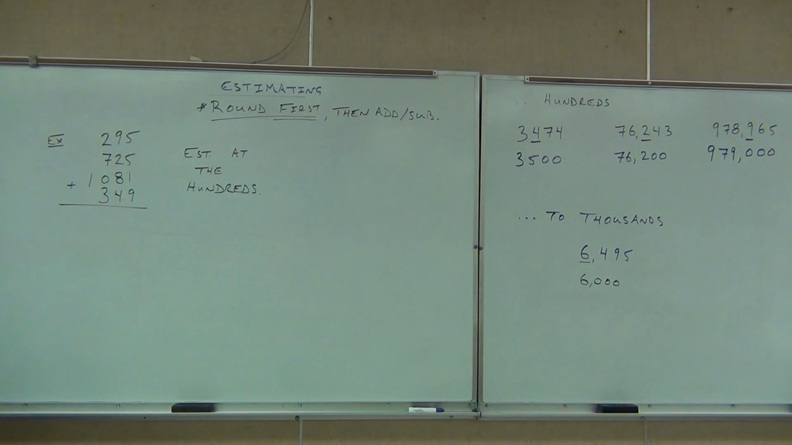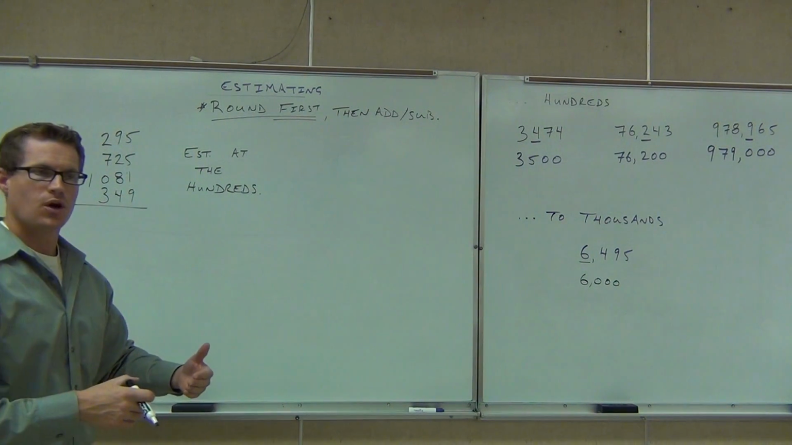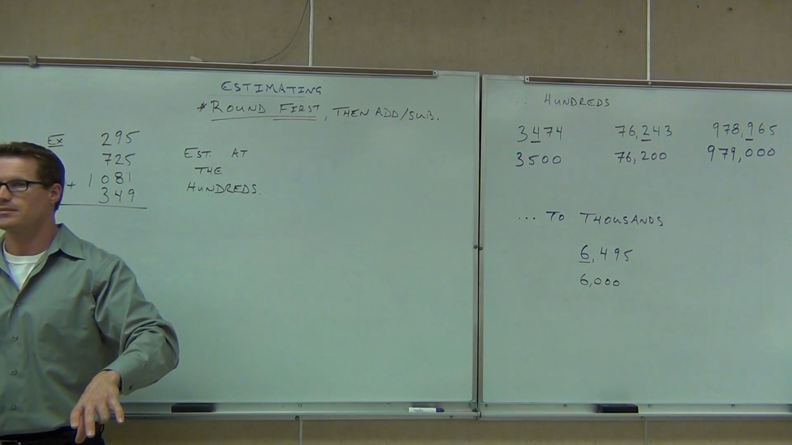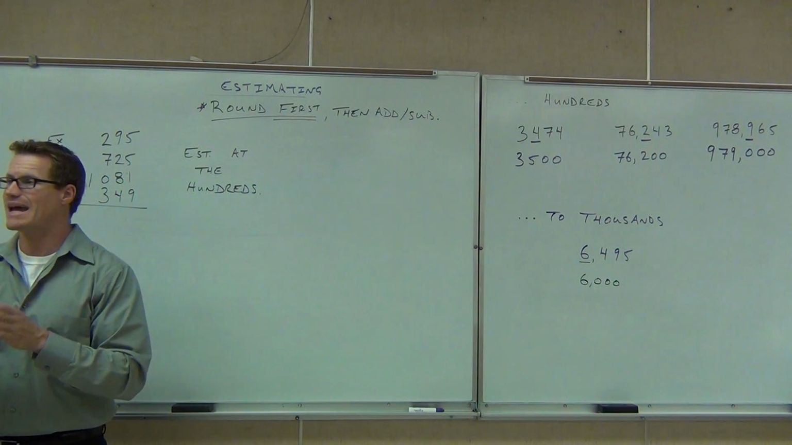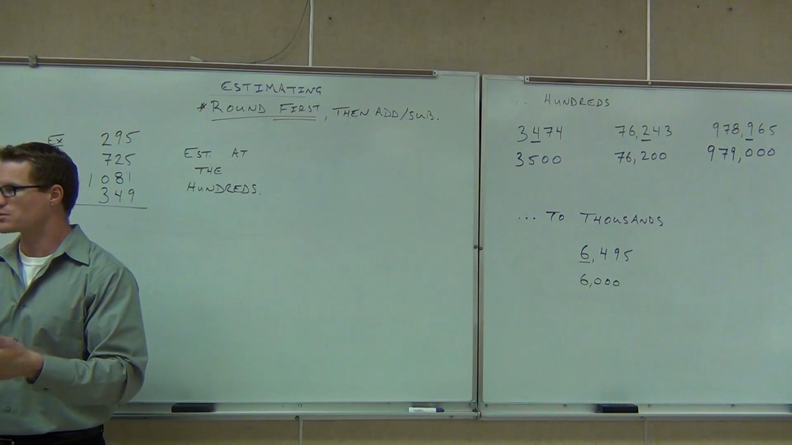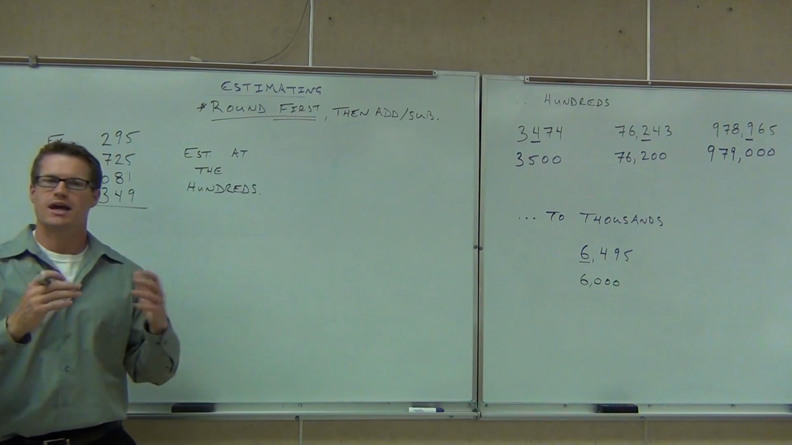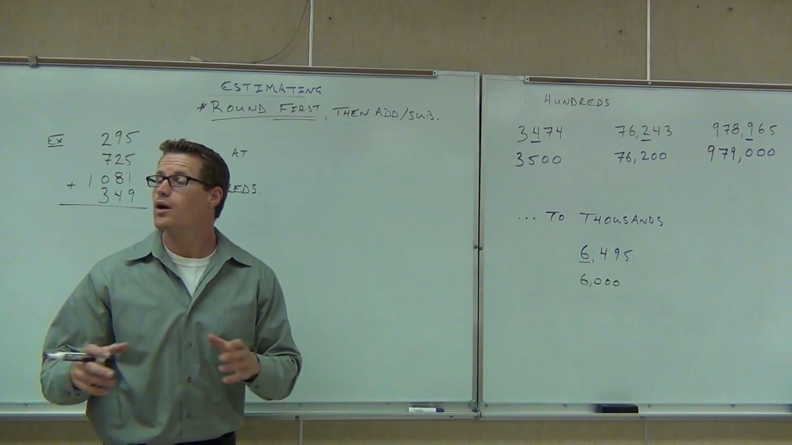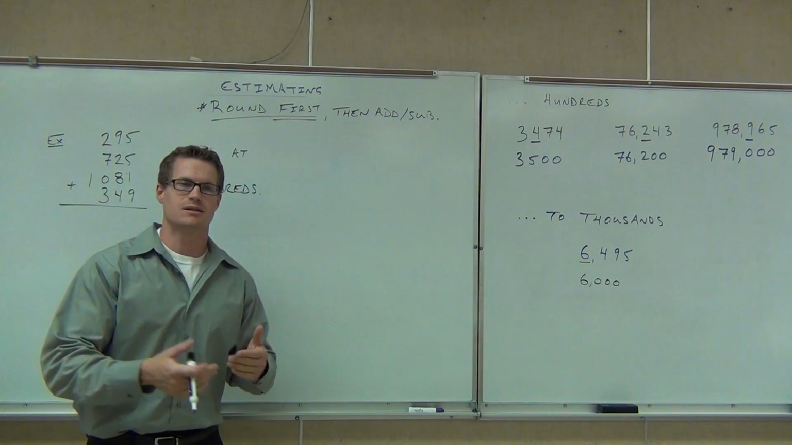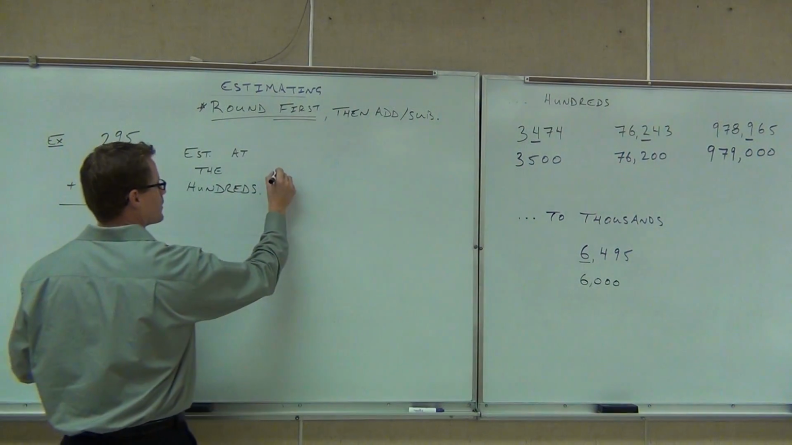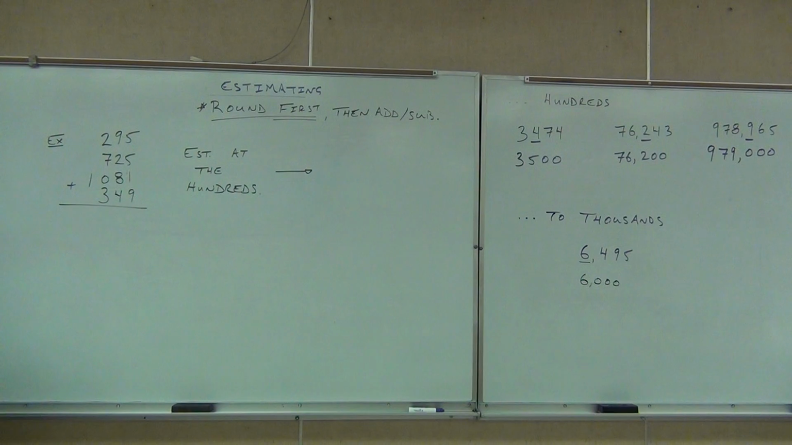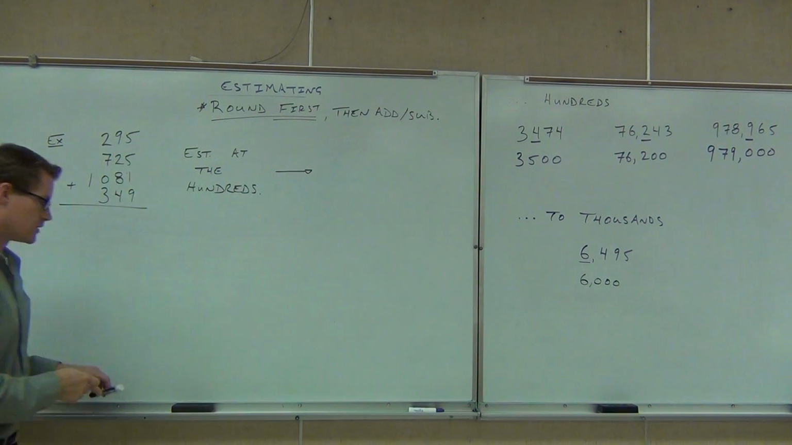Should I add this all together and then round to the hundreds? Or should I round to the hundreds and then add it all together? If I want an exact answer, that's where you add, right? That's where you add it all together right now. If I'm just estimating, I want to know roughly how many hundreds I'm talking about, we're going to round first. That's what estimating is. It says round it first, and then add it together. So what I'd like you to do now is take some time, round each of these to the hundreds if you haven't done that already.